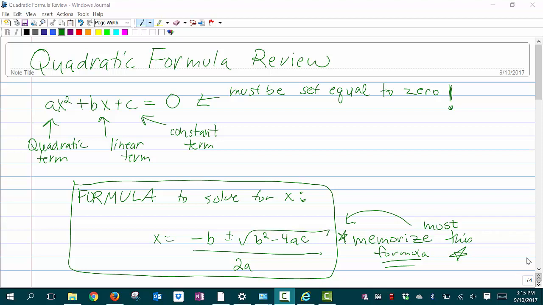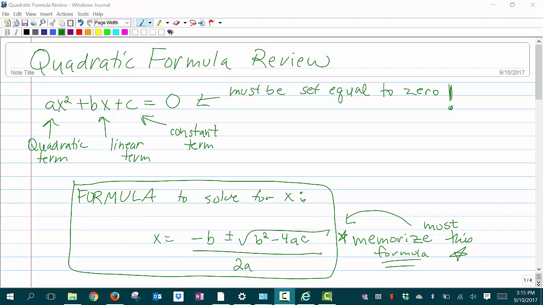This is a review for using the quadratic formula. We use the quadratic formula to solve a quadratic equation. I have up here ax squared plus bx plus c equals 0. In order to use the quadratic formula, the equation must be set equal to 0. The formula is in this box. You must memorize this formula.